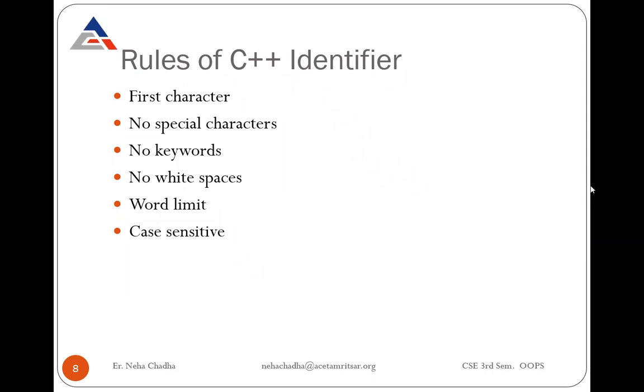You can use underscore instead of white space if it is mandatory to write a complete name. If you want to give a full name like area of circle, you can't write area, blank, of, blank, circle. You can write area_of_circle. Word limit: there is a certain word limit for an identifier. The maximum length of the identifier that you can define is 31 characters.